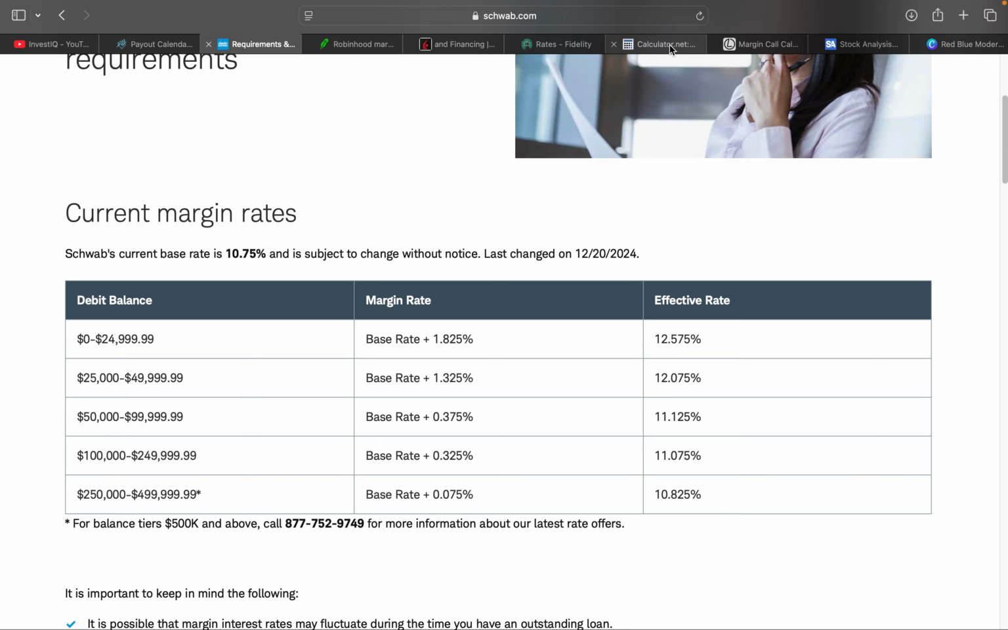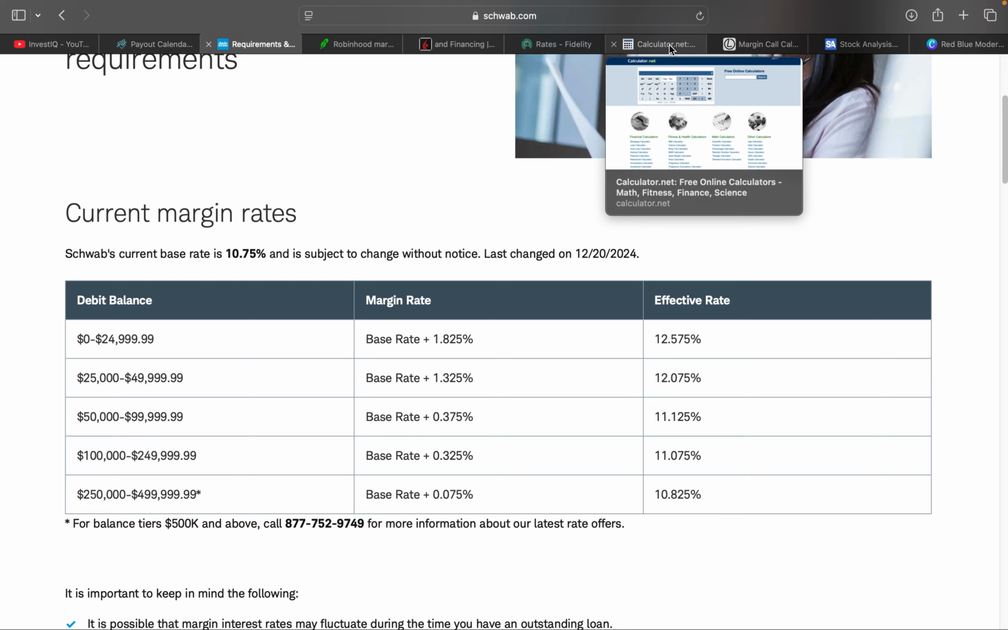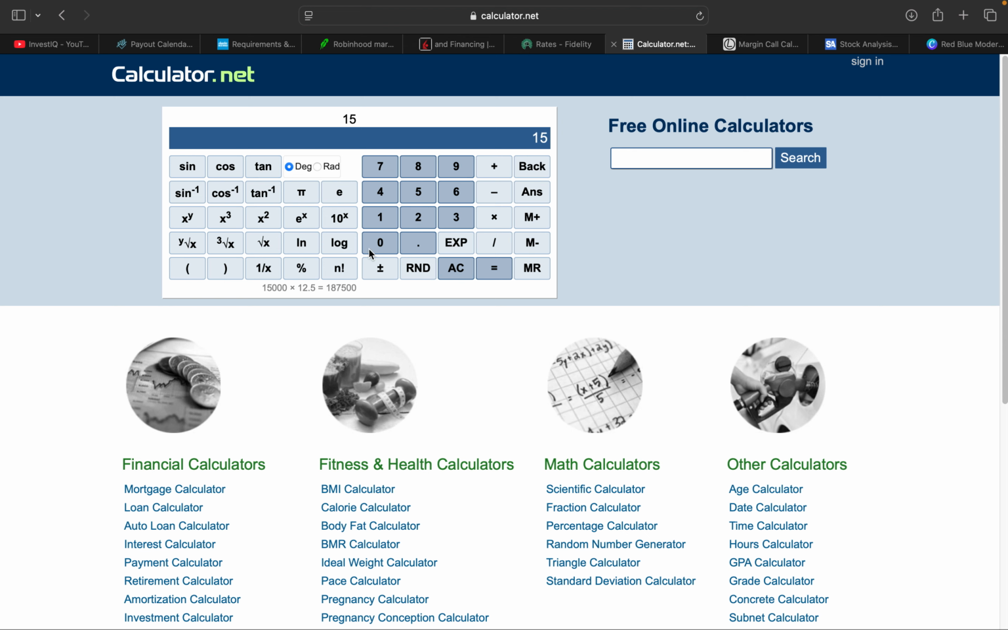So if we're going to do this calculation, and you had it for the whole year, let's just assume you have $15,000 of margin debt. The effective rate is 12.5%, so 0.125. Your total margin interest would be $1,875 per year. If we divide that by 12 months, you'll be paying $156 a month in margin interest if you don't pay the loan down. Some people are okay with that figure, other people are not, so it just depends on what you're comfortable with.